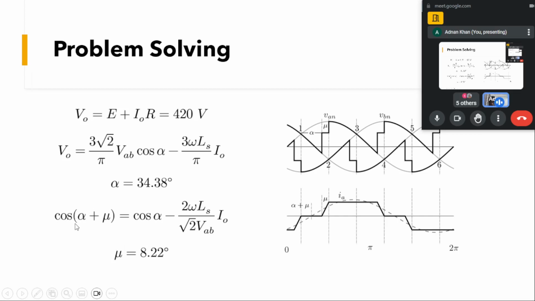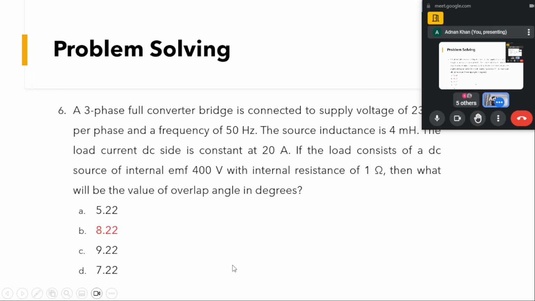Once we got the value of alpha, these parameters are also known to us here. VAB is the line voltage, but what is given is the phase voltage. So VAB will be root 3 times the phase voltage. Now all these parameters are given to us. If we put the value of alpha equal to 34.38 degree in this equation and solve it, we can get the value of mu, and mu will come out to be 8.22 degrees, and that is the solution to question number 6.